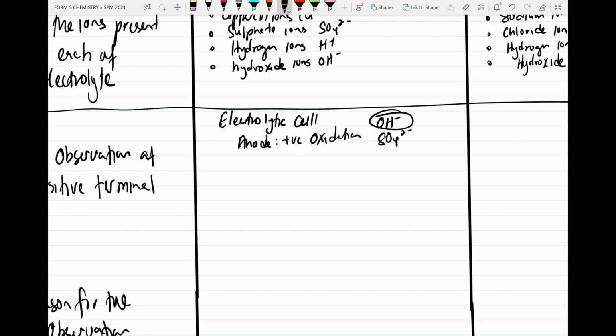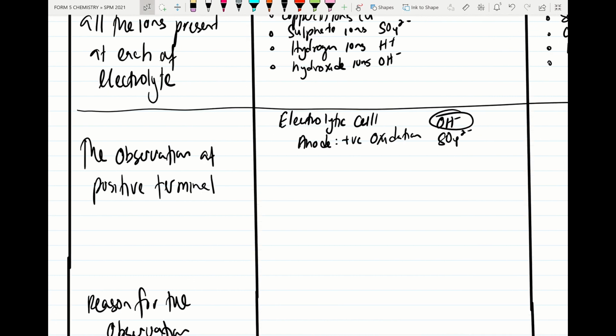So which ion will be chosen? Hydroxide ion, because the E naught value of hydroxide ion is less positive than the E naught value of sulfate ion. So when hydroxide ion is chosen, the observation will be colorless gas bubbles released, 1 mark. All right, so next point, give the reason.